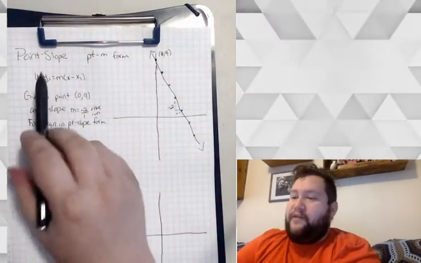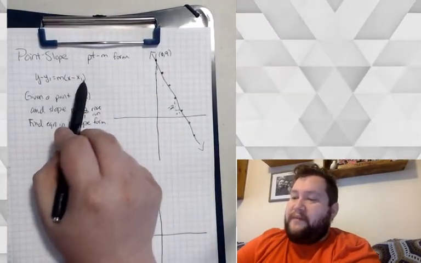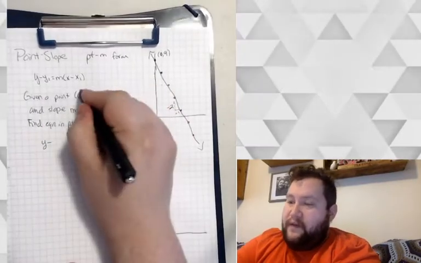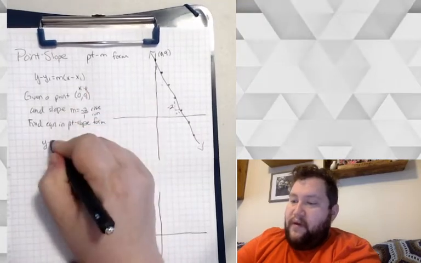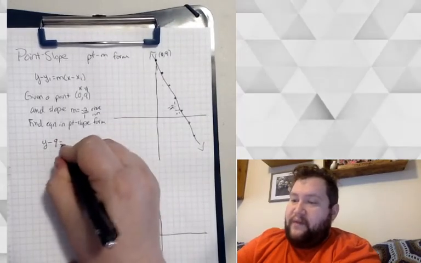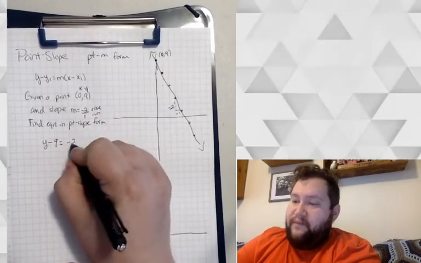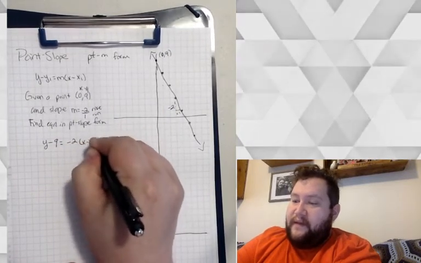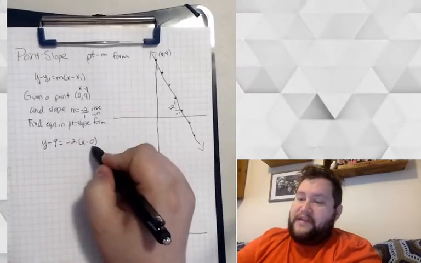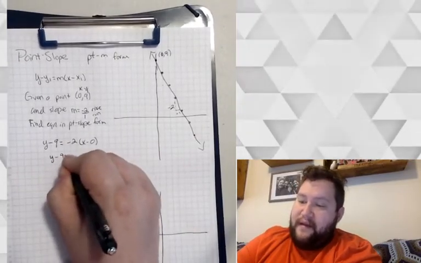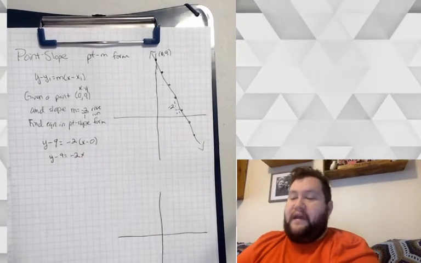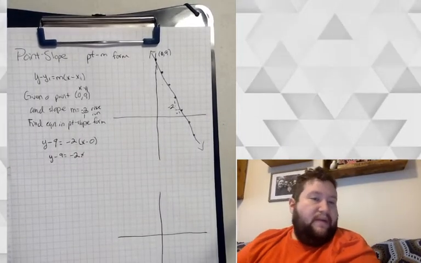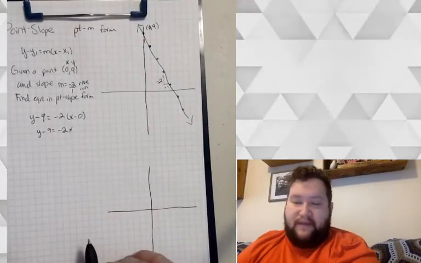Our equation in point slope form is y minus y1 equals m times x minus x1. So y minus y1, so x1, y1, y minus 9 equals m, or -2, x minus x1. And now that x1 is just 0, so we have y minus 9 equals -2x. And that's as simple as that. And you know, we have to do a little bit more work if it hadn't given us the slope.